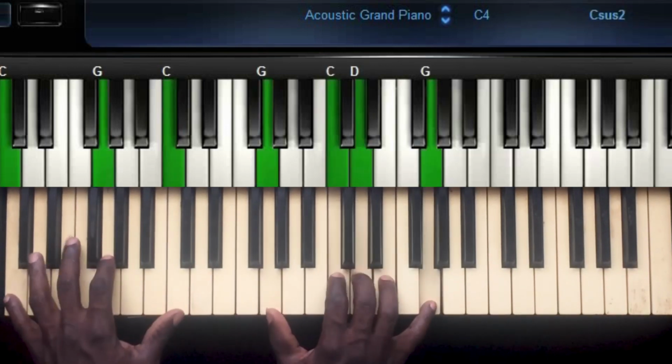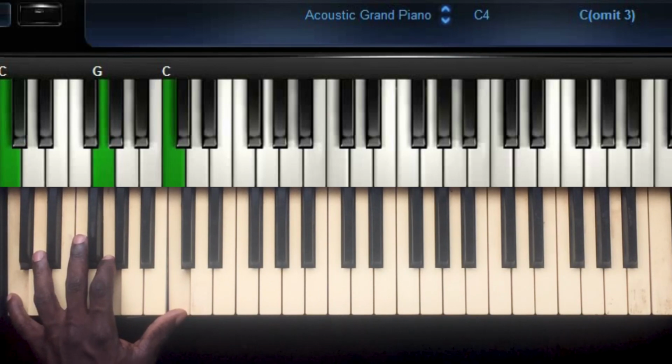All right, so let's start with the introduction of the song.